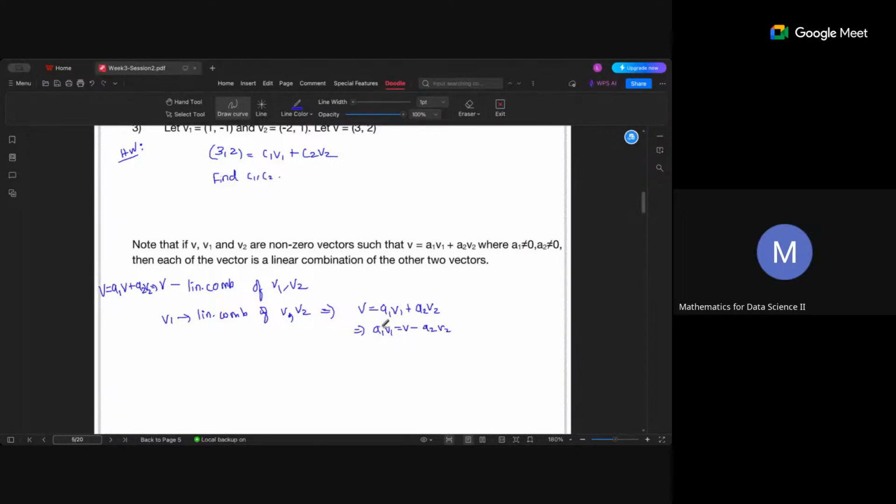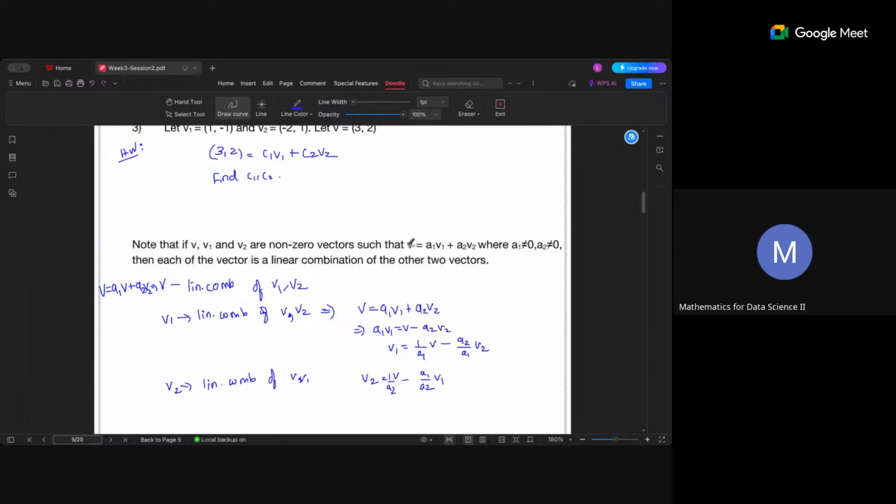Now, since this A1 is non-zero, the one who asked me what will happen if A1 is 0. Since A1 is non-zero, I can divide it on both sides and I can write V1 as a linear combination of V and V2. The same can be done for V2 also, right? V2 can be written as a linear combination of V and V1. So the expression is V2 is equal to V by A2 minus A1 by A2 V1. That's all. Here again A2 is non-zero, hence I am able to do this.